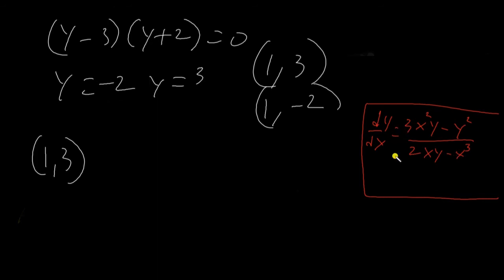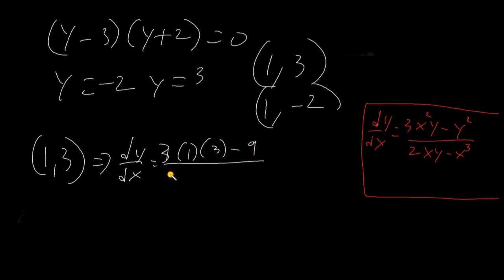So now I'll just plug in 1 and 3 into this, and then we'll see what happens, right? So it's going to be 3 times 1 times 3 minus 3 squared, which is 9, over 2 times 1 times 3 minus 1, which is 3 times 1 times 3 is 9. 9 minus 9 is 0. So it's 0 over 5, which is 0.